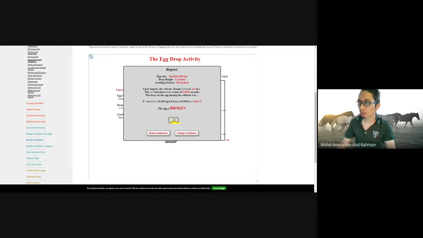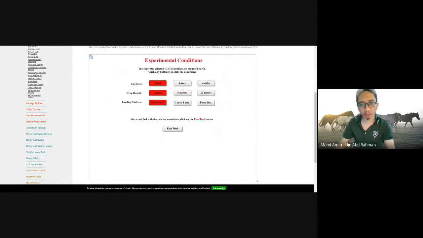You can also repeat that experiment with another set of tables that is not given in this lab manual, meaning there are multiple ways to do this experiment. You can change the conditions: first, small, and then change the drop height for 3 different parameters. Then you can go to large and also change the parameters, and also go to jumbo and change all of those.